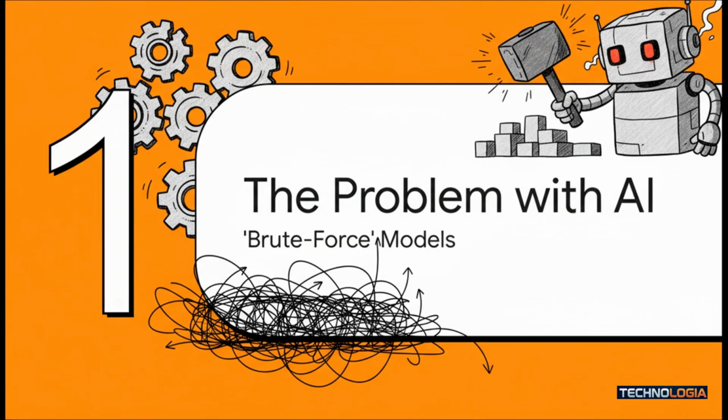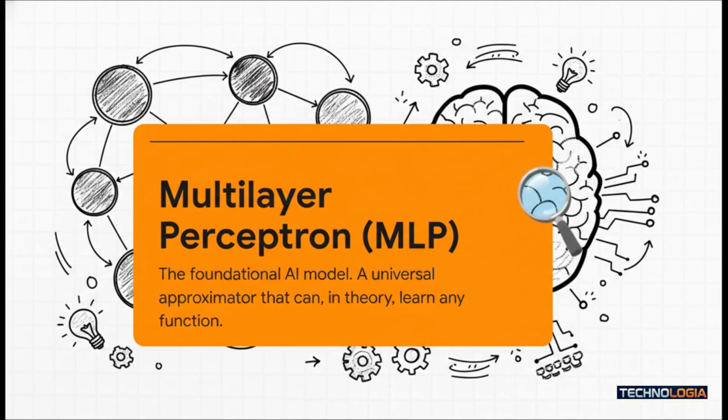Okay, so to really get why this smart design is such a game changer, we have to go back to the beginning. We need to look at where AI started, with the default, you could say, brute force models. And that brings us to this guy, the multi-layer perceptron, or MLP for short. This thing is the original workhorse of AI. Now, in theory, it's what's called a universal approximator, which is a fancy way of saying that if you give it enough power, it can learn to do pretty much anything. It's simple, it's elegant, and it's really the foundation for a ton of AI theory.